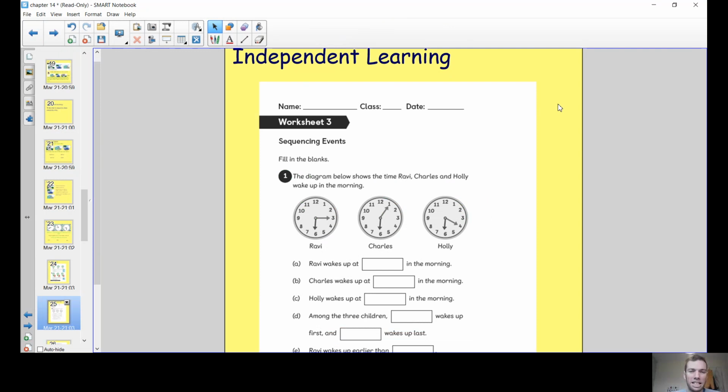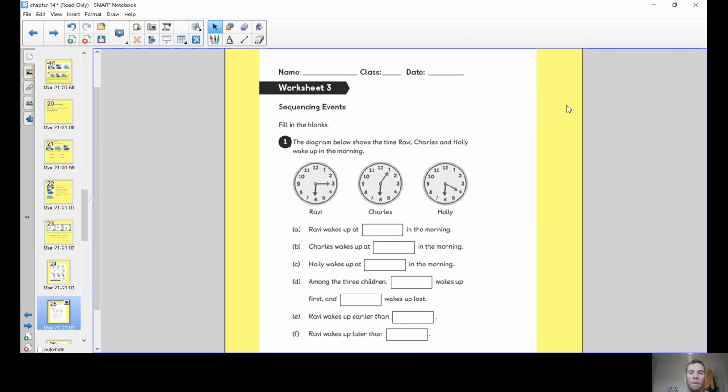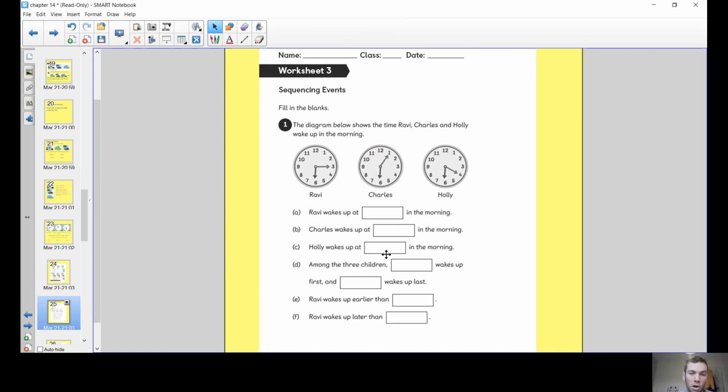Your work pages today look like this, and they're all about using this language of who arrived first, who arrived next, who arrived latest, before or after. So the first job you need to do is to fill in the blanks by reading the time. Ravi wakes up at, you need to read the time. Charles wakes up at, and you need to have a go at reading the time. Holly wakes up at, and you need to have a go at reading the time.